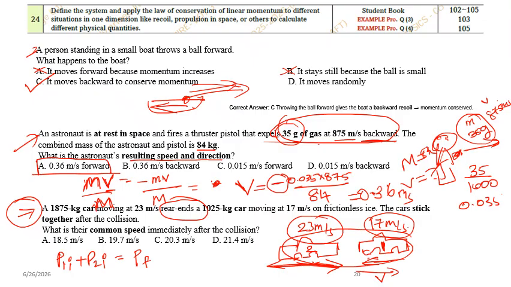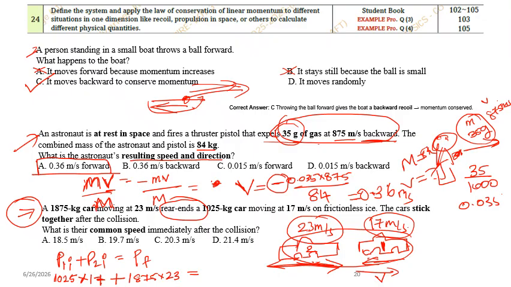Now how do I calculate P1i? See, the mass of the first object is given. It is 1025. Even if you interchange it, there is no problem. 1025. Okay, and what is its velocity? It's 17. Okay, plus what is the second? 1875 and it's moving at 23. Okay, they are sticking together. So what is the total mass?